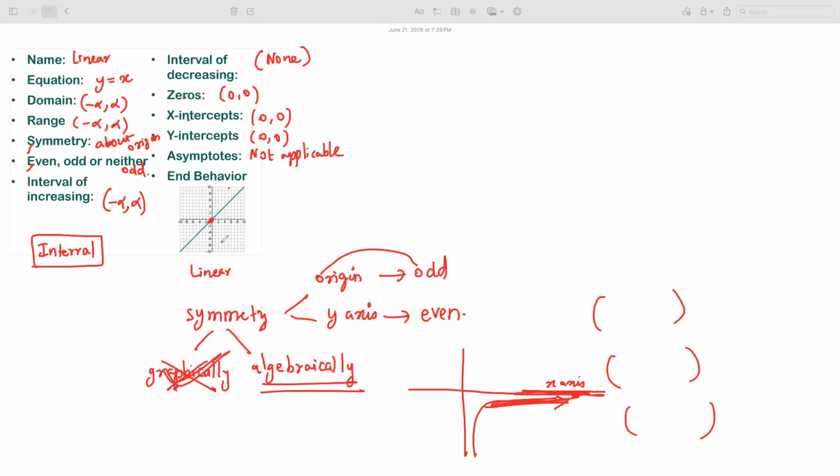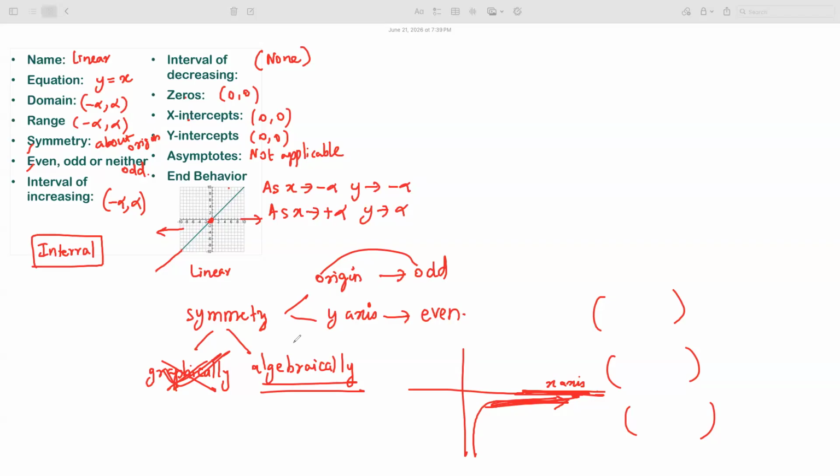Coming to the end behavior, how are you going to describe the end behavior? This is how we do it. As x goes to minus infinity, what happens to the y value in the graph? Y goes to negative infinity. As x goes to positive infinity, this is the end behavior you'll describe. Y goes to positive infinity. Make sense?